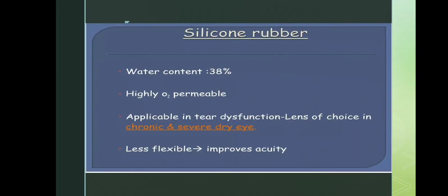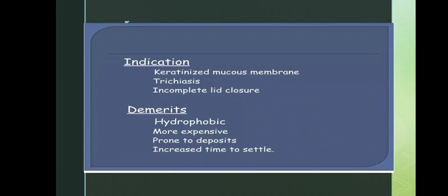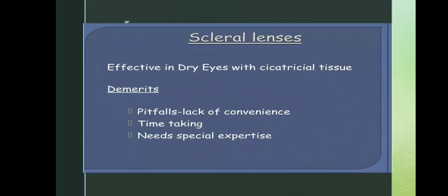The next one is silicone rubber. The water content is about 38%. They are highly oxygen permeable. They are applicable in tear film dysfunction, lenses of choice in chronic severe dry eye. The lens is flexible, so it improves the visual acuity. The indications are keratinized mucous membrane, trichiasis, and incomplete closure. The demerits are they are hydrophobic, more expensive, prone to deposits, and they increase the time to settle.